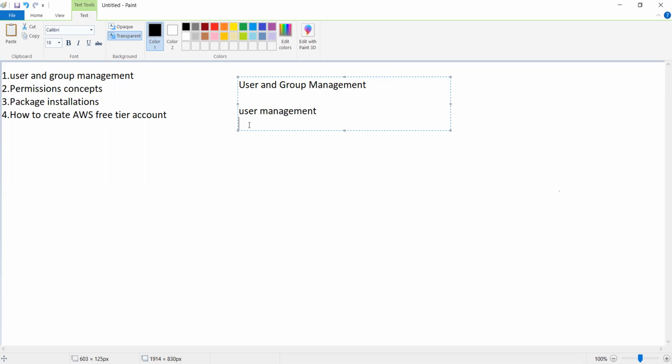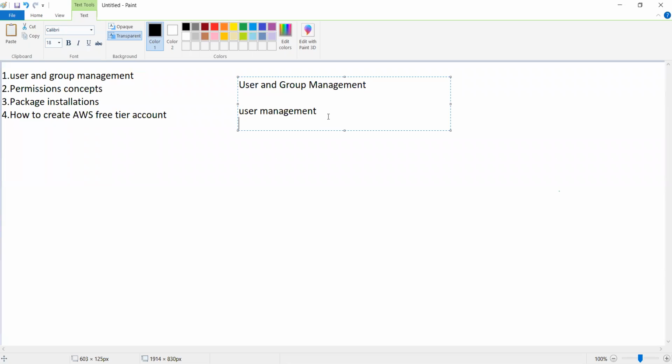So let's start with the discussion of user management. Guys, have you come across users and groups anytime? Any idea what you mean by users and groups? Anyone came across these keywords? No. Okay, that's fine. Let me give some explanation.